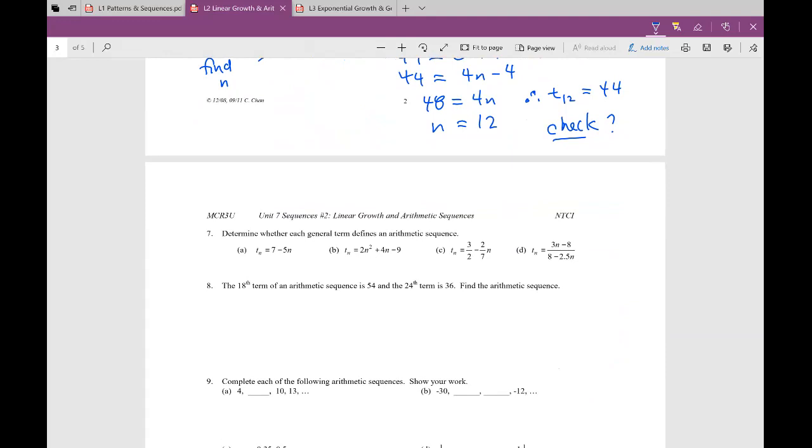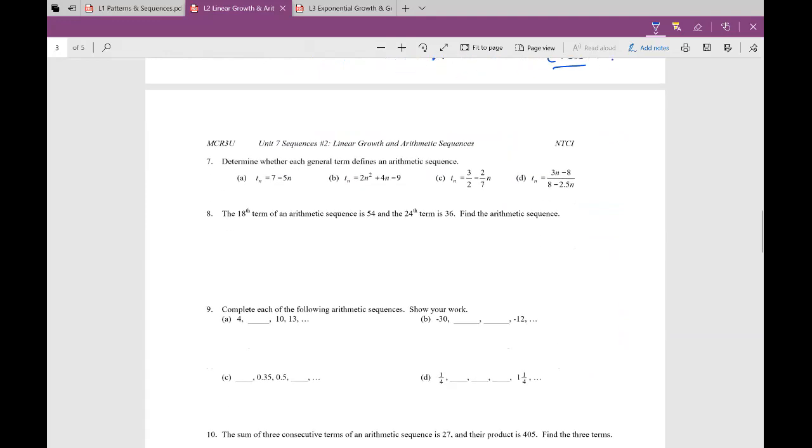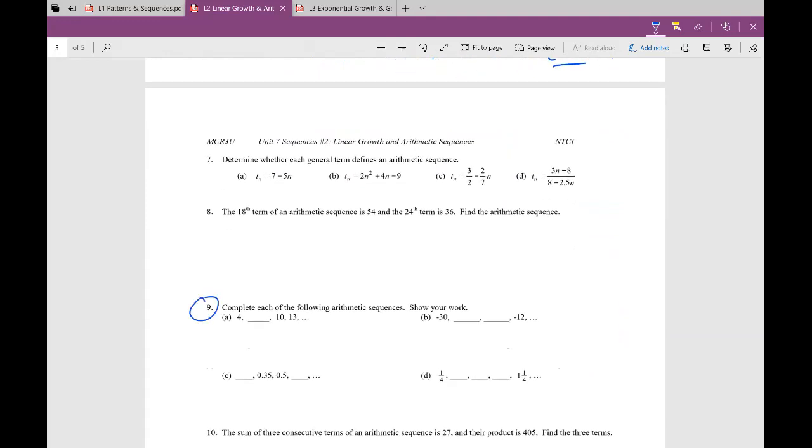So what we're trying to get you across is to figure out an arithmetic sequence. And question 9 is a really good one to do. I'm going to let you figure that on your own. Question 8, we'll do that right now though.